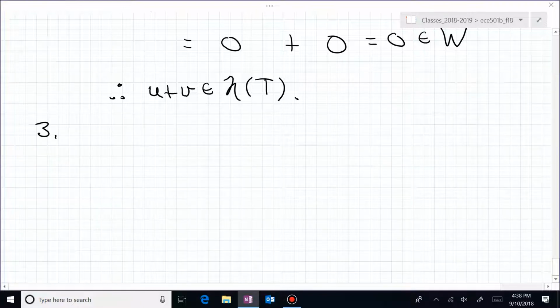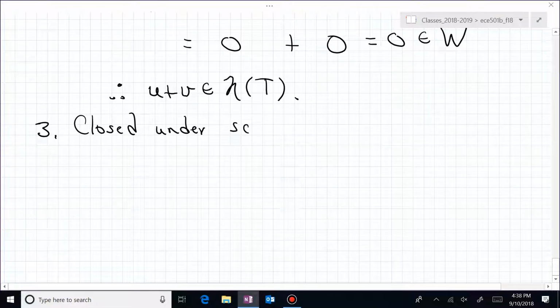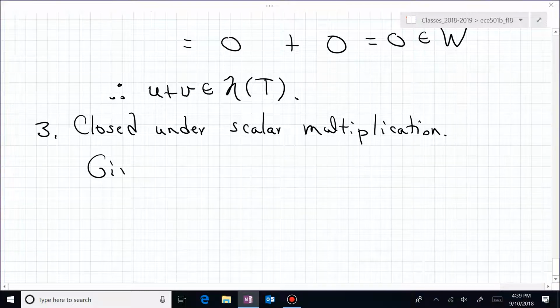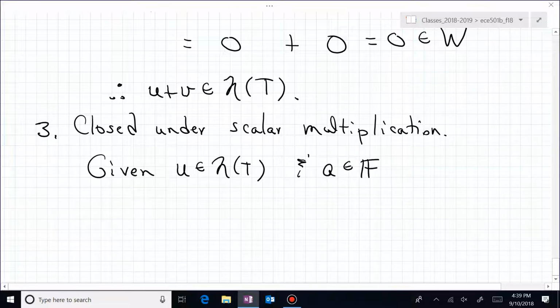Third property, closed under scalar multiplication. Again, let's just pull one of these vectors out of the null space. So now we'll say given u is in the null space of T, and let's just assume or select some constant in our field.